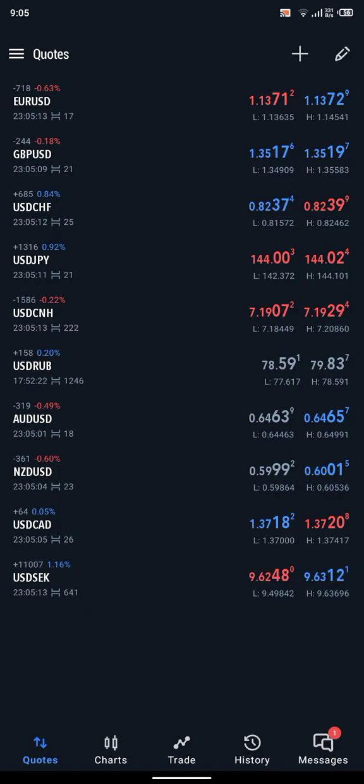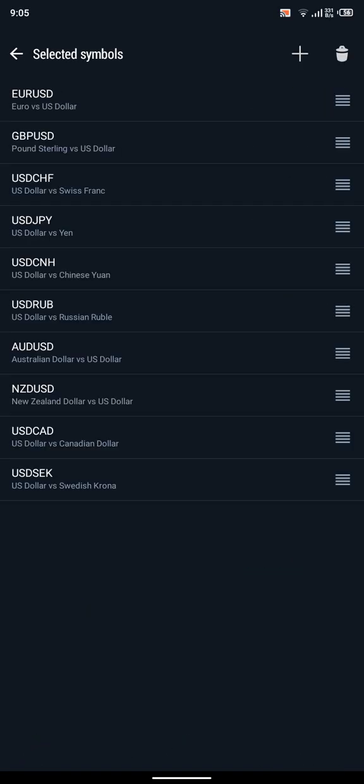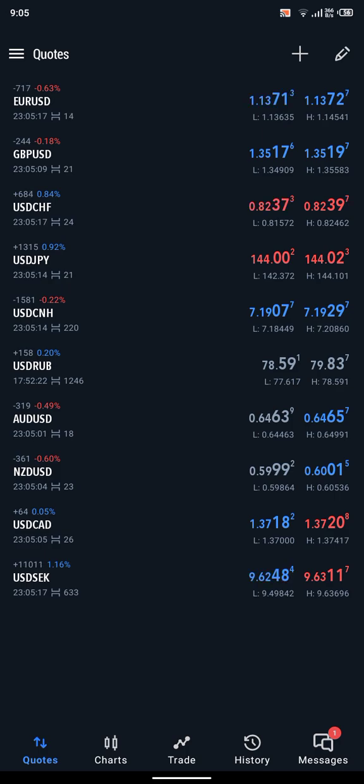So in order for me, let's say for example now, I'm only interested in trading the Euro USD. So I can delete all these other pairs so that only Euro USD will be left here so that I won't have to stress myself. You understand? I'll just come to this, look at this pencil sign at the top right, close to this plus button.